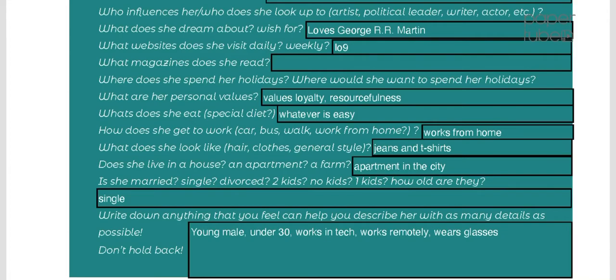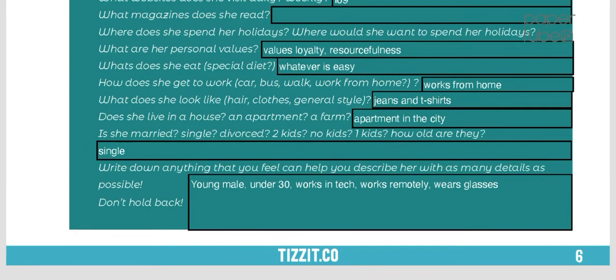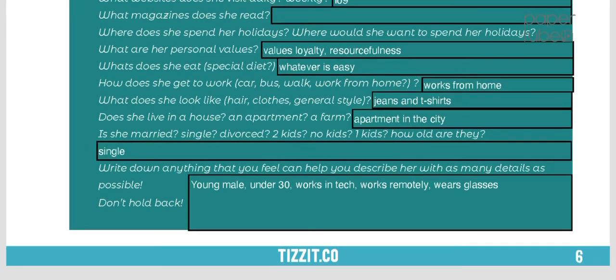How does he get to work? Well, he works from home. And so because he works from home, then he wears jeans and a t-shirt a lot. He lives in an apartment in the city, and he's single. I'm thinking that he's a young male under 30 who works in tech.